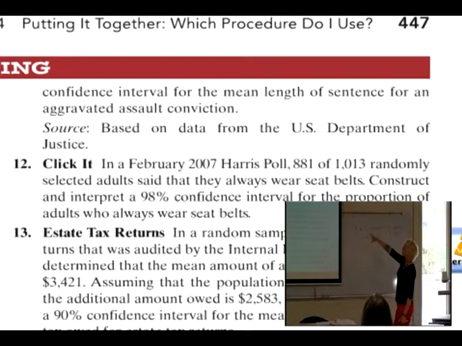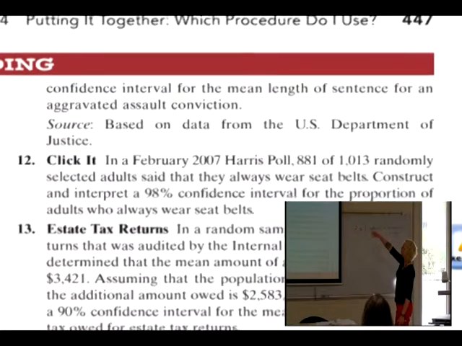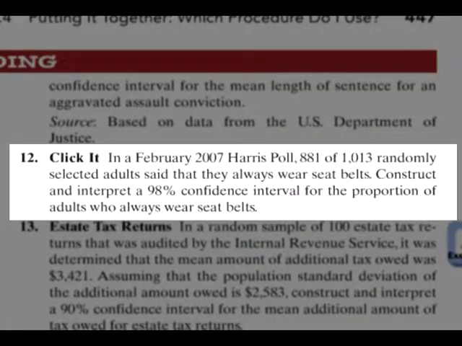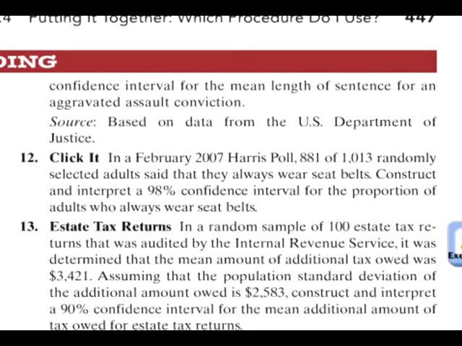It says, from a Harris poll, 881 of 1,013 randomly selected adults said that they always wear seatbelts. Construct and interpret a 98% confidence interval for the proportion of adults who always wear seatbelts. Okay, so we determined that we want a confidence interval, 98%.